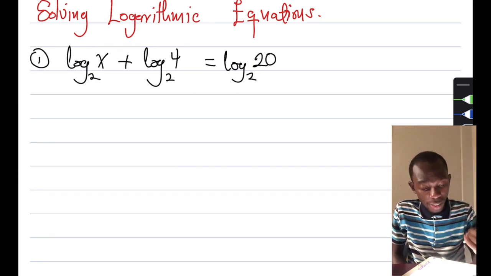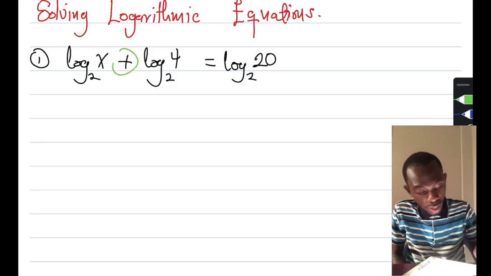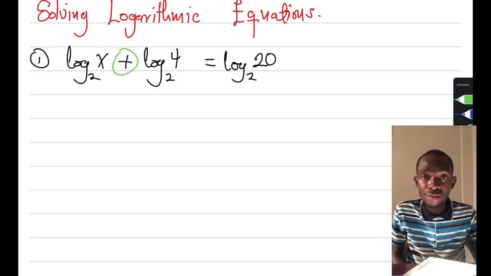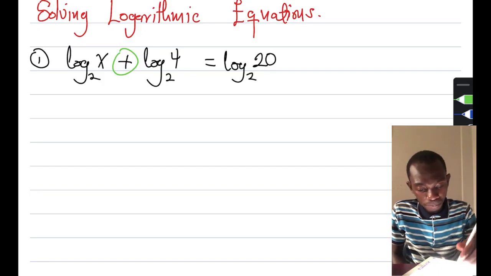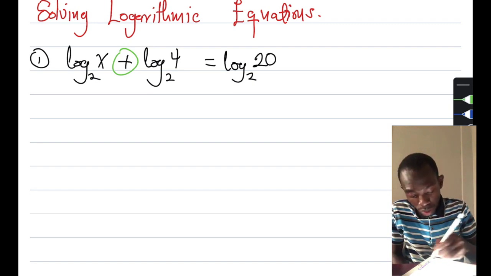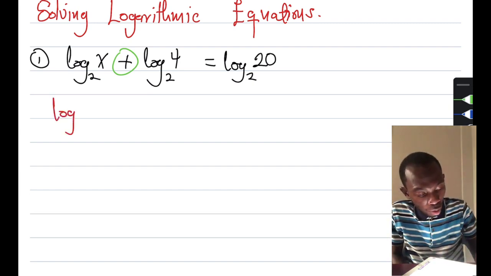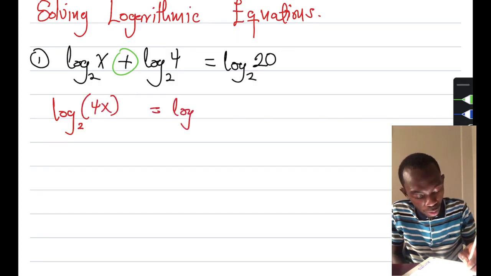Okay, so now the first thing I want you to look at is to consider this sign here is plus, right? Now that means that we can apply what we call the multiplication law. Okay, so our solution will become log. Now we are going to multiply them. So we have 4x, okay, base 2 is equal to log 20 base 2.